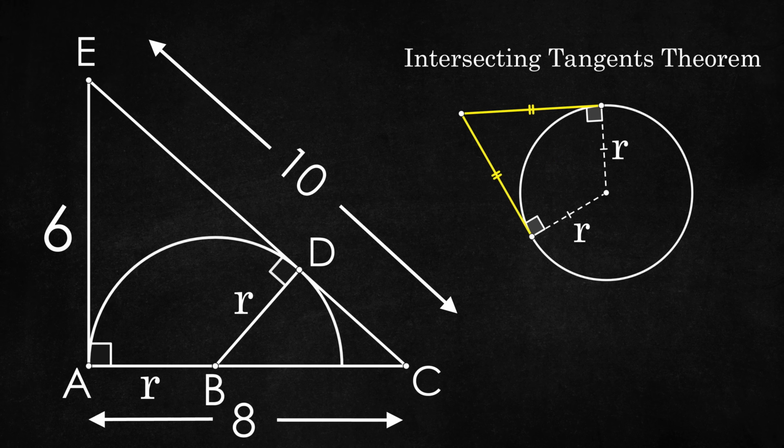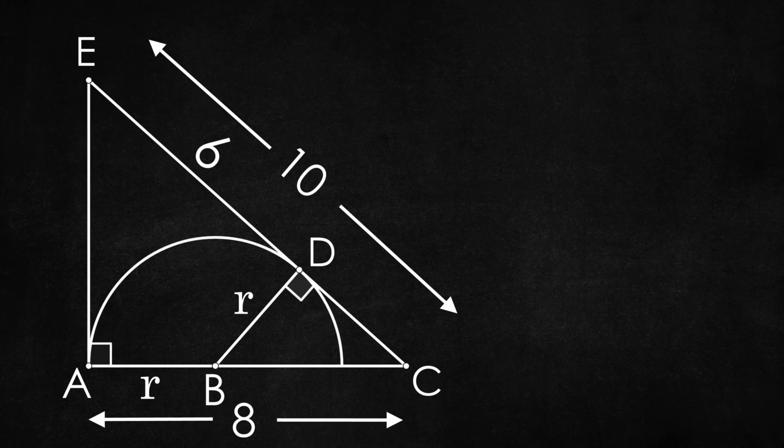Recall that the two tangent lines to a circle that intersect externally are congruent. So the length DE is equal to 6 units. Now let's try to find the length of the segments DC and BC. Using segment subtraction, we find that segment DC is equal to 10 minus 6, or DC equals 4 units. Additionally, we find that segment BC is equal to 8 minus R.